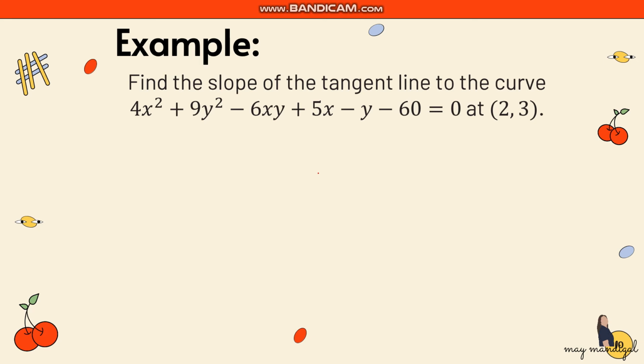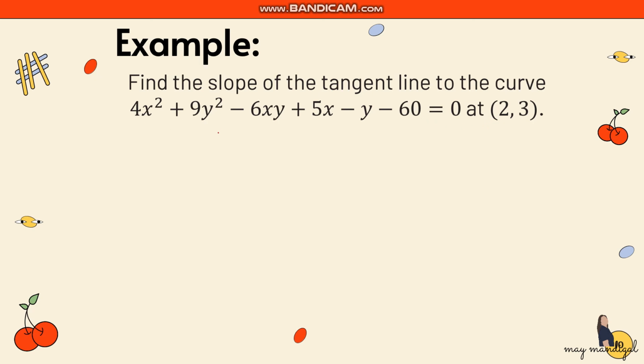Okay, since we're trying to find the slope of a tangent to a given curve, remember our discussion about tangent lines and normal lines. We can identify the slope of the tangent line by getting the derivative of the curve, and after getting the derivative, we evaluate it at the given point. So that is what we will do here as well.